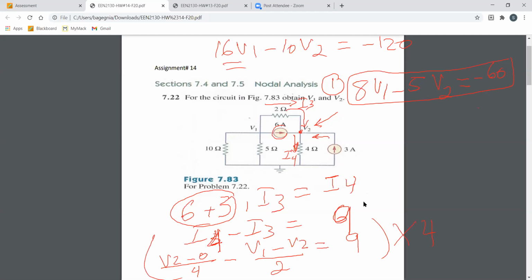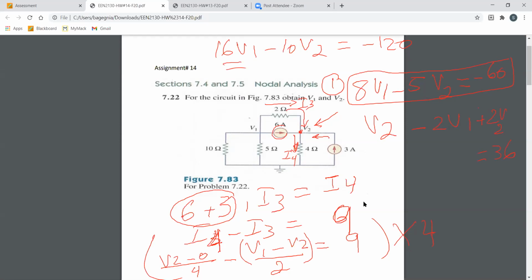So that one will be V2 minus 2V1. 4 over 4 is 1, and 1 times V2 is V2. Then 4 divided by 2 is 2, and 2 times V1 is minus V1. Be careful here: negative times negative becomes a plus, and then 2 times V1 is 2V2, so equal to 36.